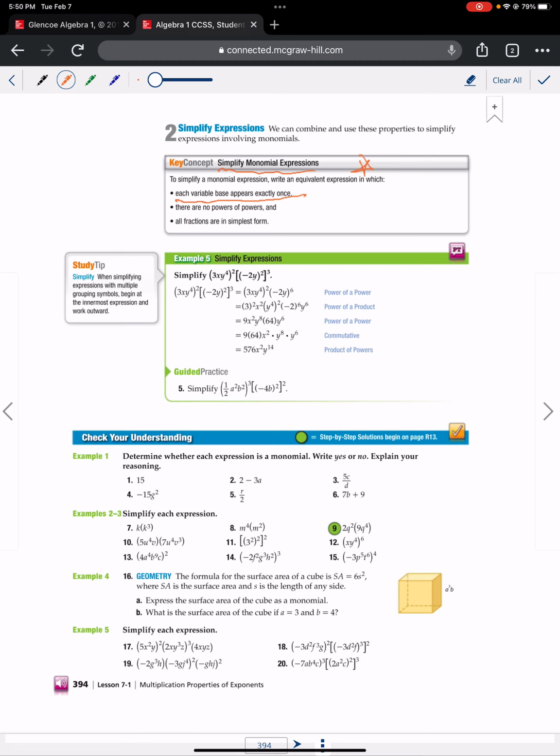There are no powers of powers, so I can't have a squared raised to the second power times b squared, because a squared raised to the second power is a power of a power, so I have to get rid of that. And all fractions must be in simplest form. So if I have 1/2 raised to the second power, I would have to change that to 1/2 times 1/2, which gives me 1/4. So it has to be simplified.